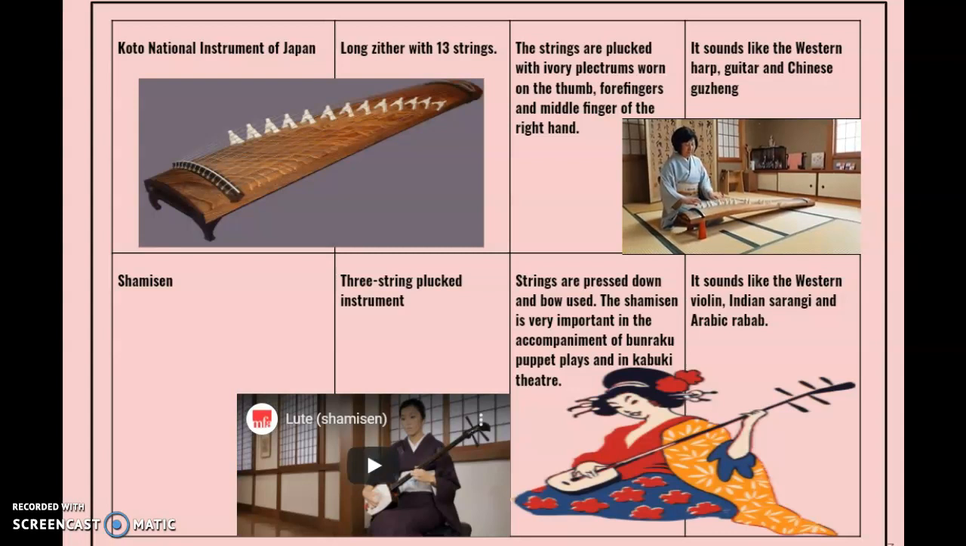The strings are plucked with ivory plectrums worn on the thumb, the forefinger and the middle finger. I can hear it sounds like a harp. It sounds like a classical guitar. I can hear the flowing melody. I can hear it sounds quite descriptive. And it also sounds like the Chinese guzheng.